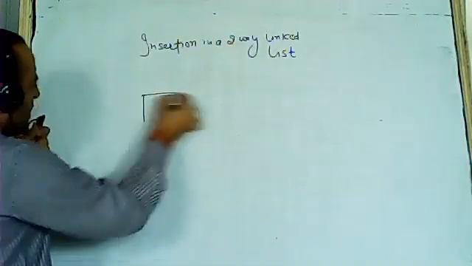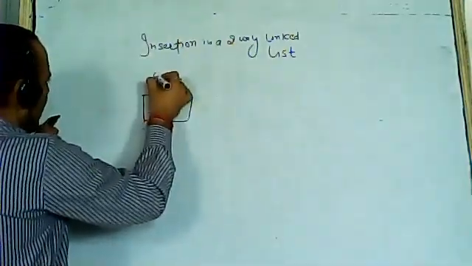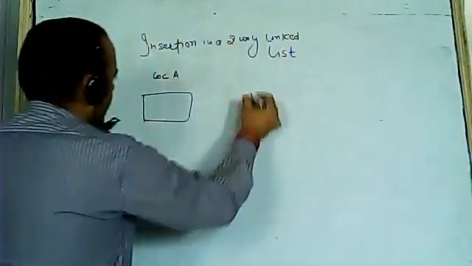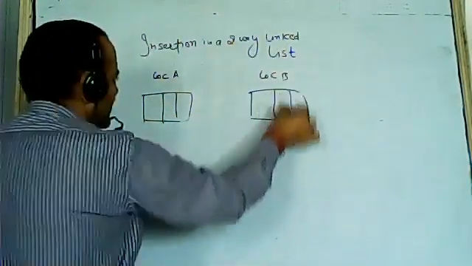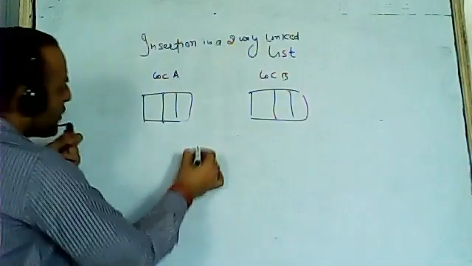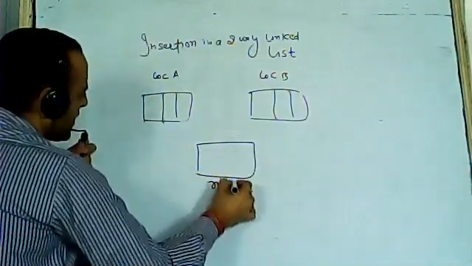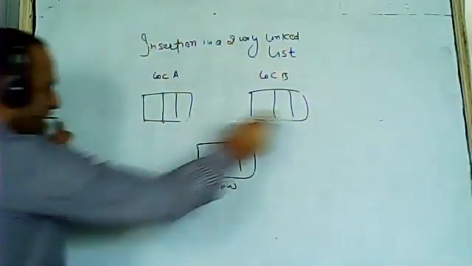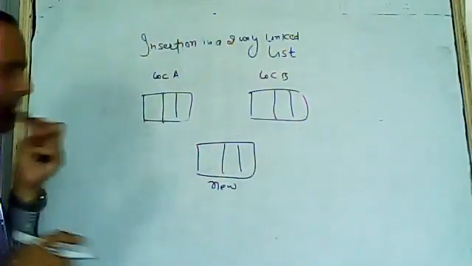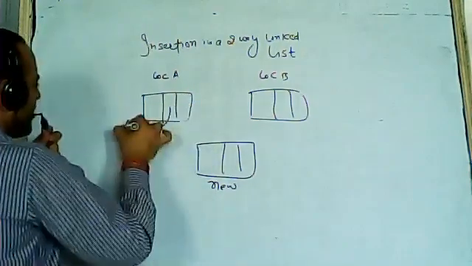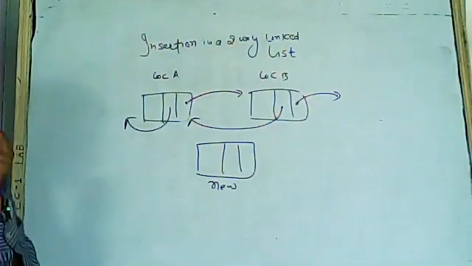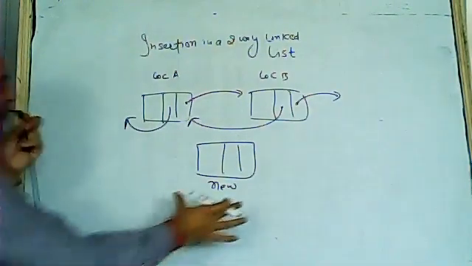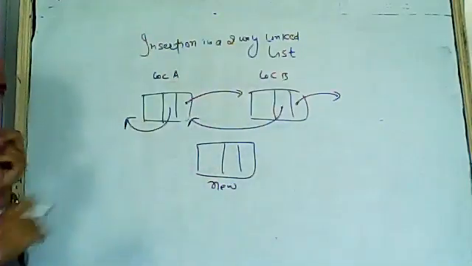Now, I have a node. The name of this node is location A. The name of this node is location B. So we have three parts: data, address of the previous node, address of the next node. I want to insert a new node between location A and location B. And you know, here we have address of the previous node, address of the next node, address of the previous node, address of the next node. ऐसे ही होता है? Yes, sir. And we want to insert this new node between location A and location B.